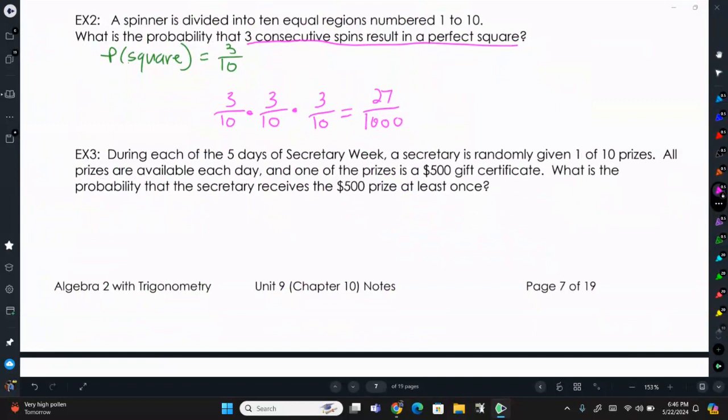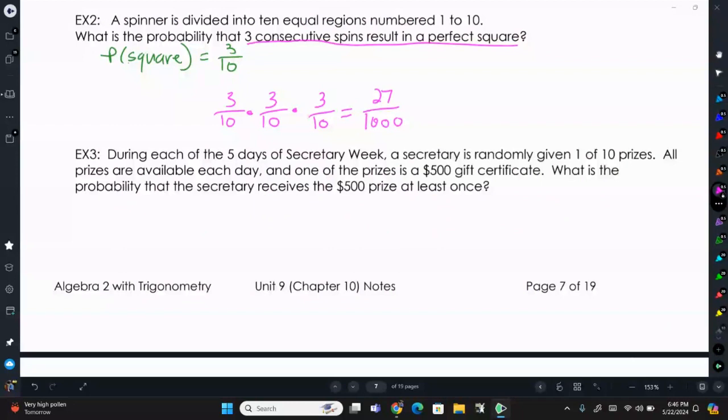So it's not saying that she will get it exactly 1 time or exactly 3 times. It says at least once, meaning she could win it just 1 time. She could win it all 5 days. She could win it 2 days. And it doesn't even have to be on certain days. She could win it on the 2nd day or the 4th day or the 5th day. So this is a pretty complicated problem and it has a lot of variables.